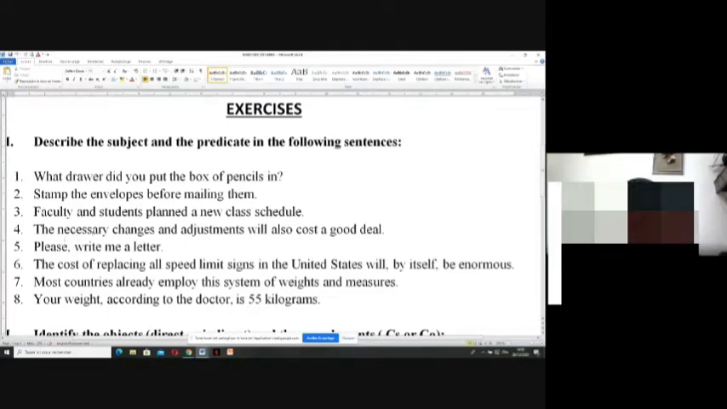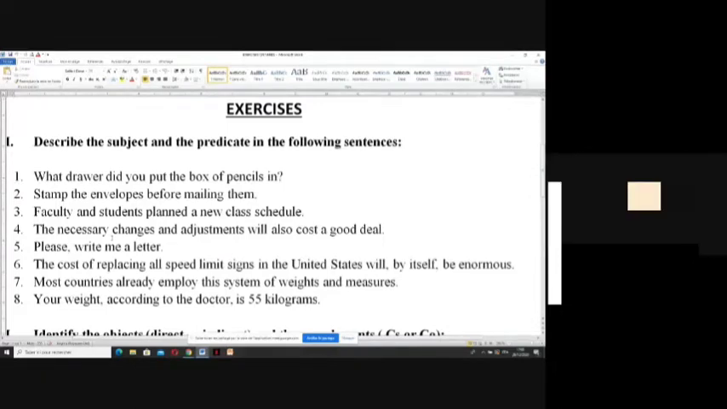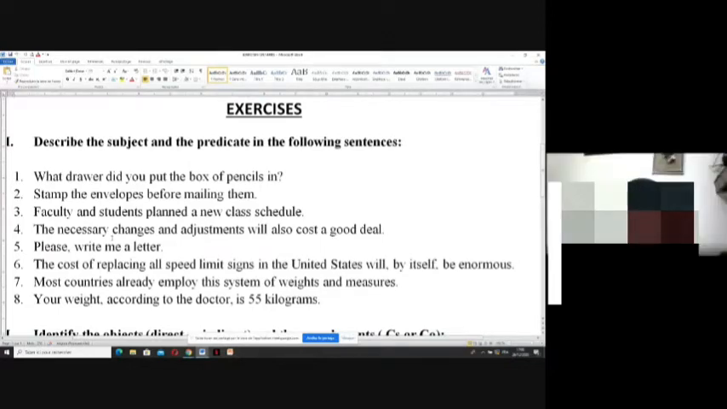Next, number 4. The necessary changes and adjustments will also cost a good deal. Who can do it? The necessary changes and adjustments is the subject, a compound subject, and also cost a good deal is the predicate. Good. Number 6. Of course, please, while doing this exercise and other exercises, if you have any question, don't hesitate. No problem, I will explain.